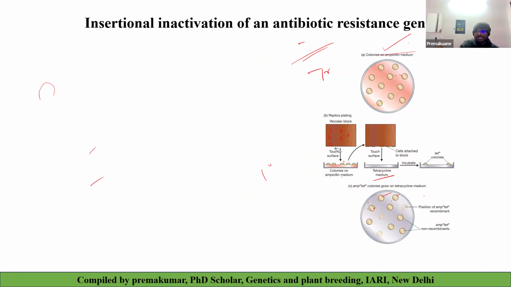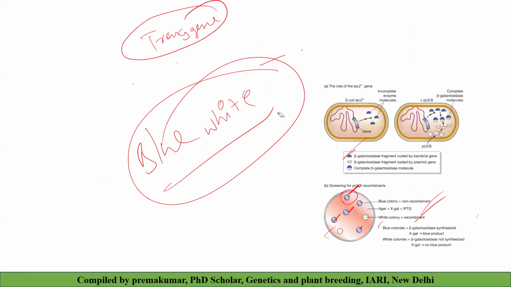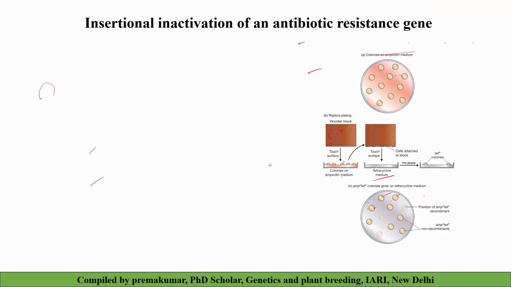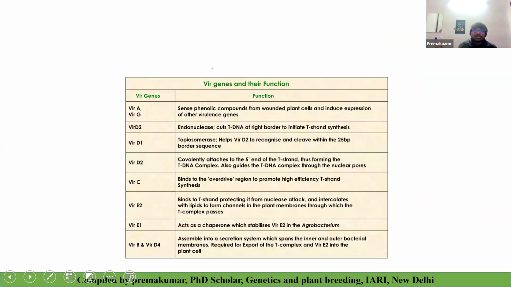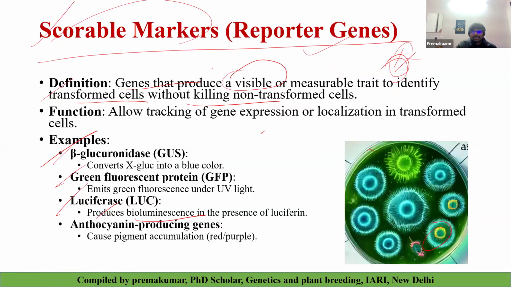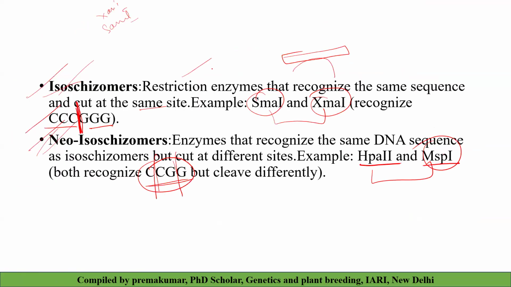Understood what is a selectable marker and a scoreable marker system? Yes, sir. One doubt, sir. In that replicon provided, they also give the ampicillin resistance gene, sir. Yeah, because maybe the vector has these two genes. That's right, sir.